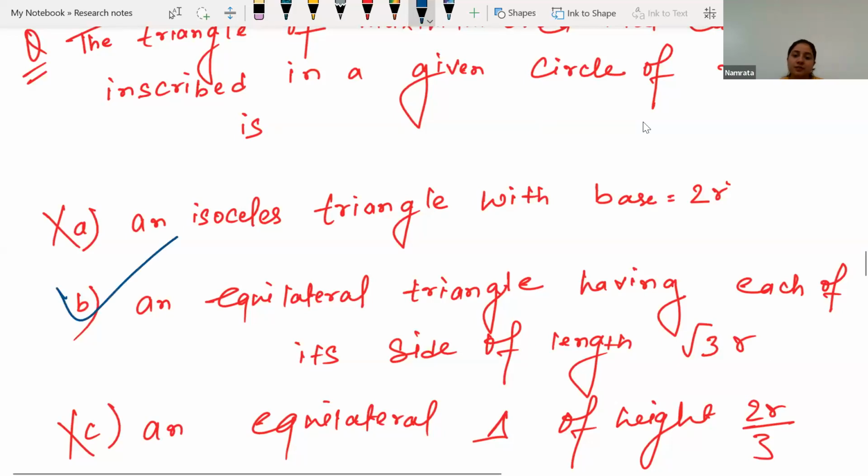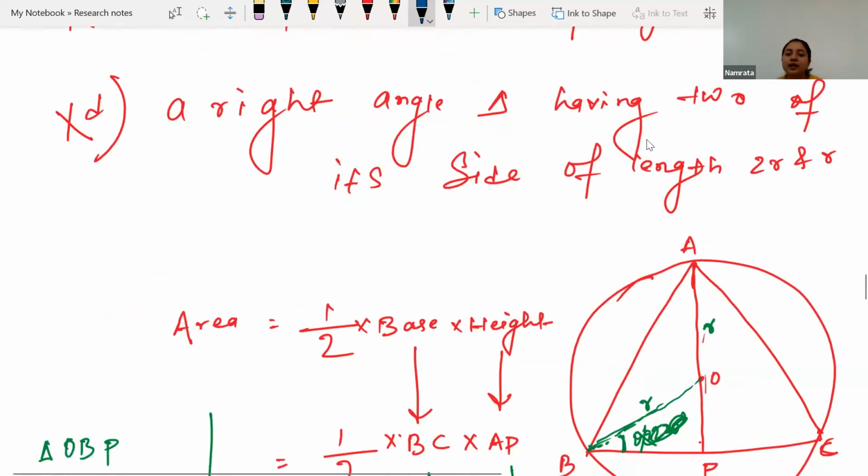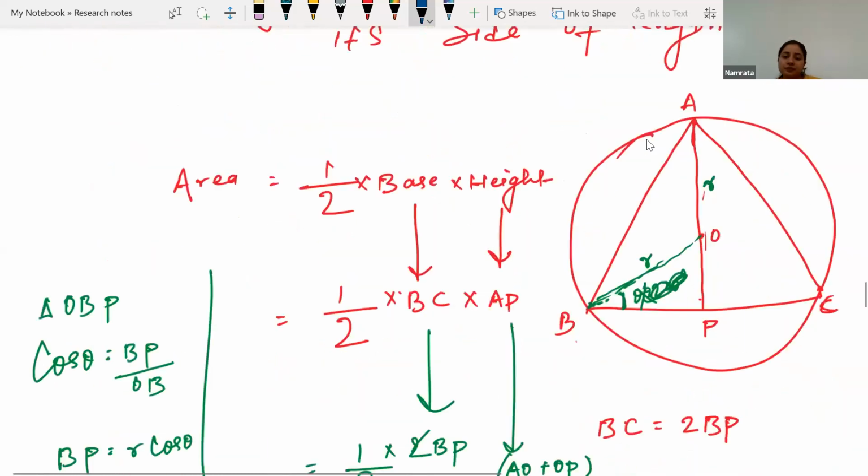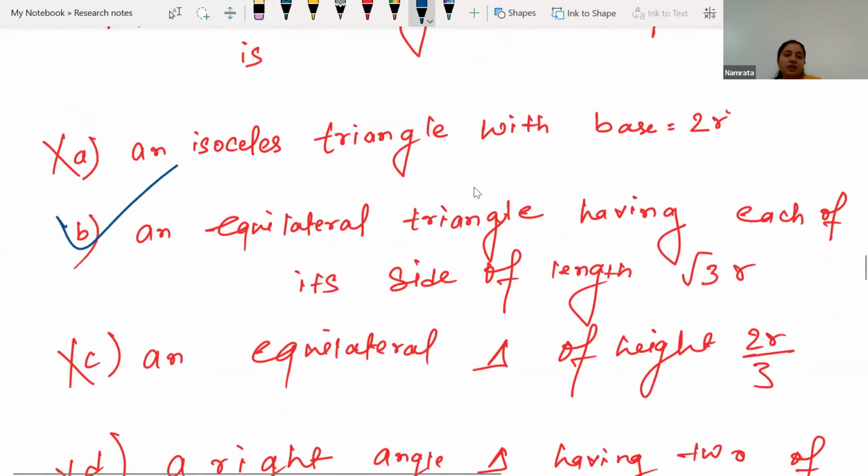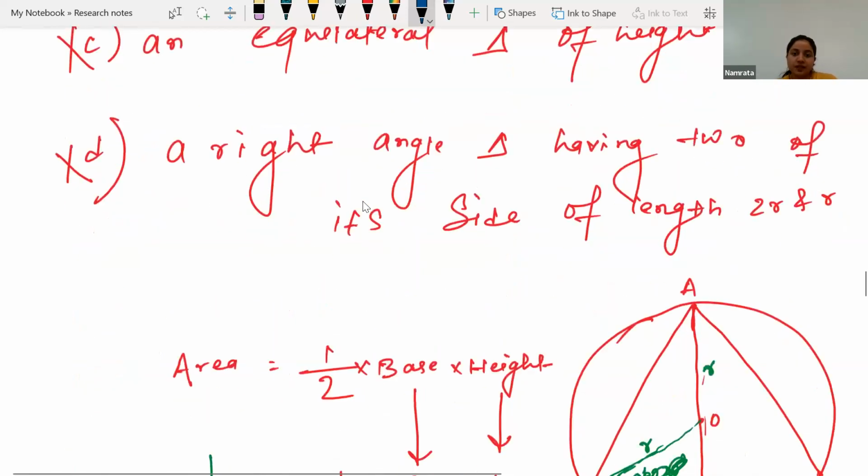Are you getting it? Yes, ma'am. Okay, so no need to go ahead. Here only we can declare that the other options are incorrect. So this is the correct option we are having. Let's move ahead.